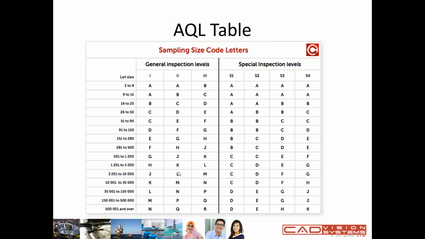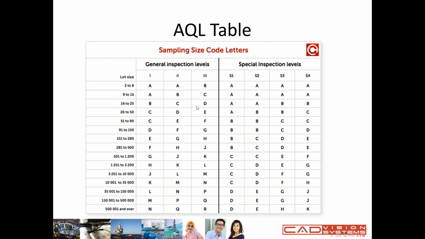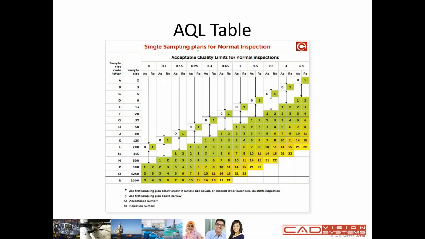Level 2 will be the letter L. Once you know the letter L, we can move on to the next table. In AQL tables, you have two tables. One is this one, the sample size code letter. Another one is the single sampling plan for normal inspection.